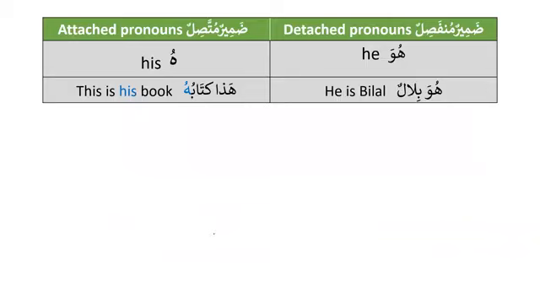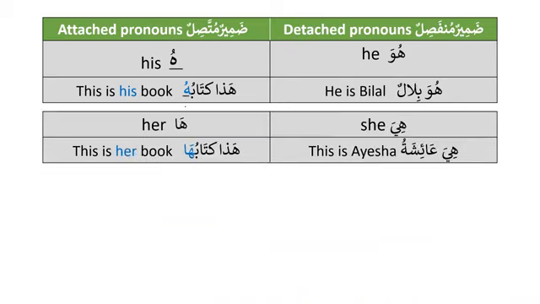Now we have learned the detached pronouns. So we have learned that huwa is used for the singular third person, and the attached pronoun is hu. We say huwa Bilalun and hadha kitabuhu. So hu refers to Bilal. We have learned hiya, that is used for singular feminine. We say hiya Aishatu, and then the attached pronoun will be ha, hadha kitabuha.